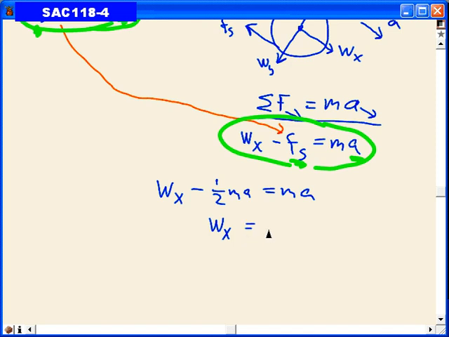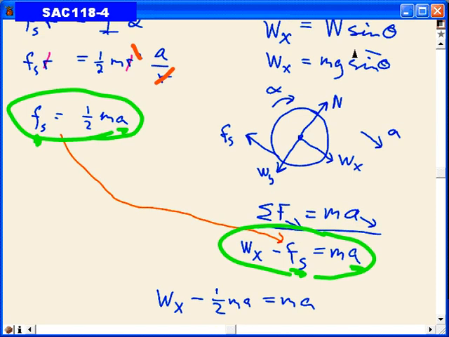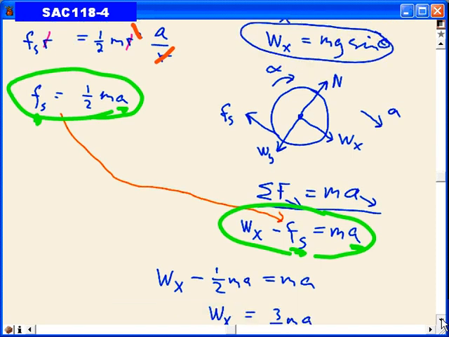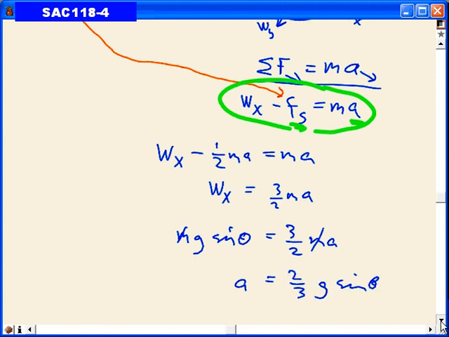Adding a half ma to both sides, I get 3/2 ma on this side, so a is equal to, by this point I should have replaced Wx with what it is. We found it to be mg sine of theta, so that'll simplify things. mg sine theta is equal to 3/2 ma. So I got a is 2/3 g sine theta.